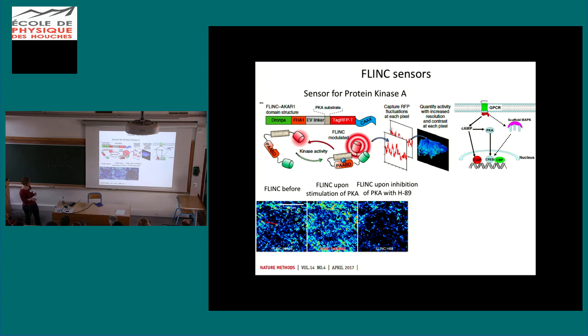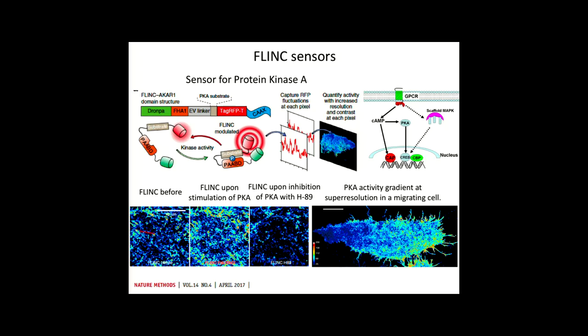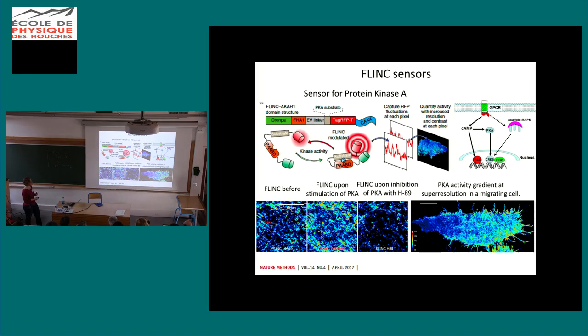And you can inhibit this with an inhibitor. And so this is now looking at the activity distribution of an enzyme with super resolution. Rather than just where the molecules are, it's the activity of that kinase. And I think in one of the prettiest images in the paper, they looked at the activity gradient at super resolution in a migrating cell.